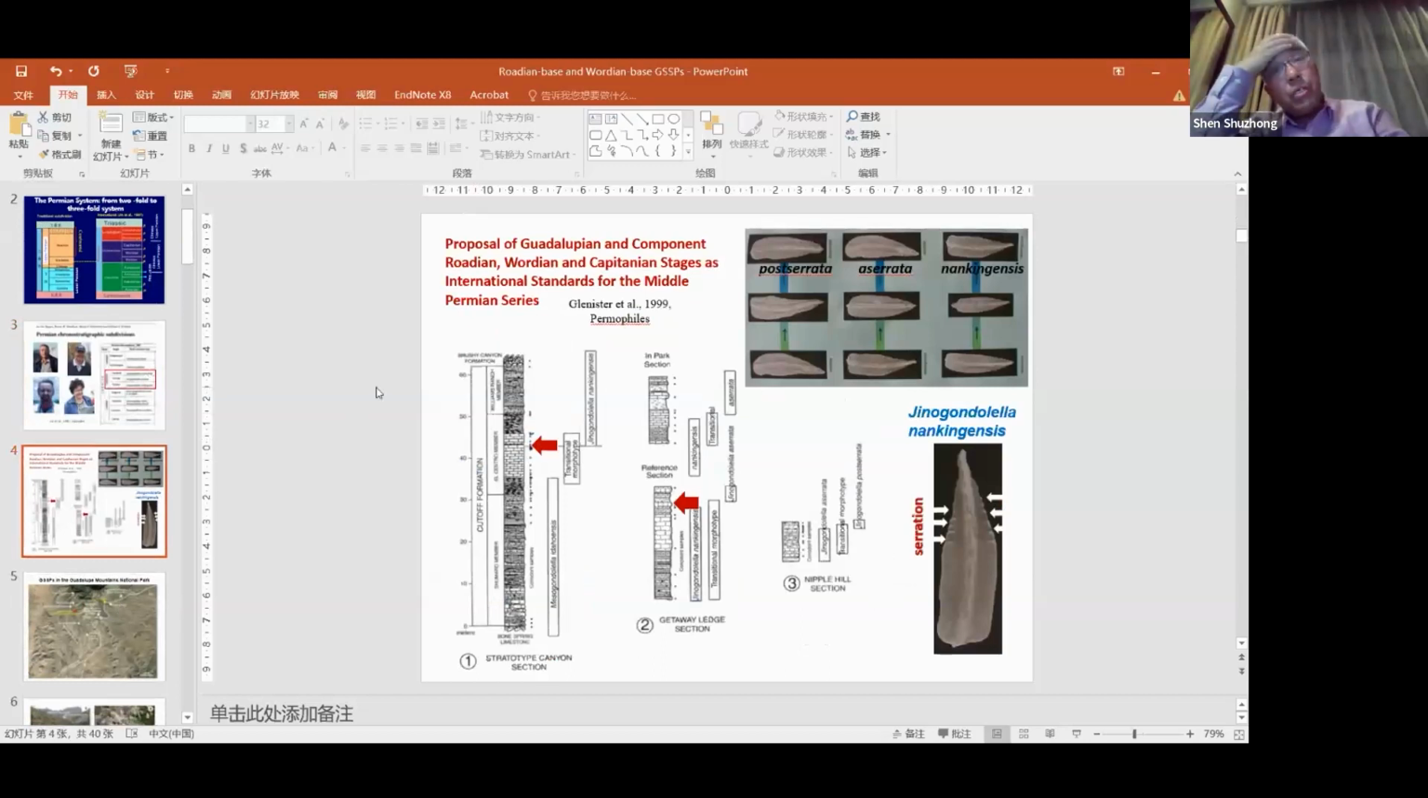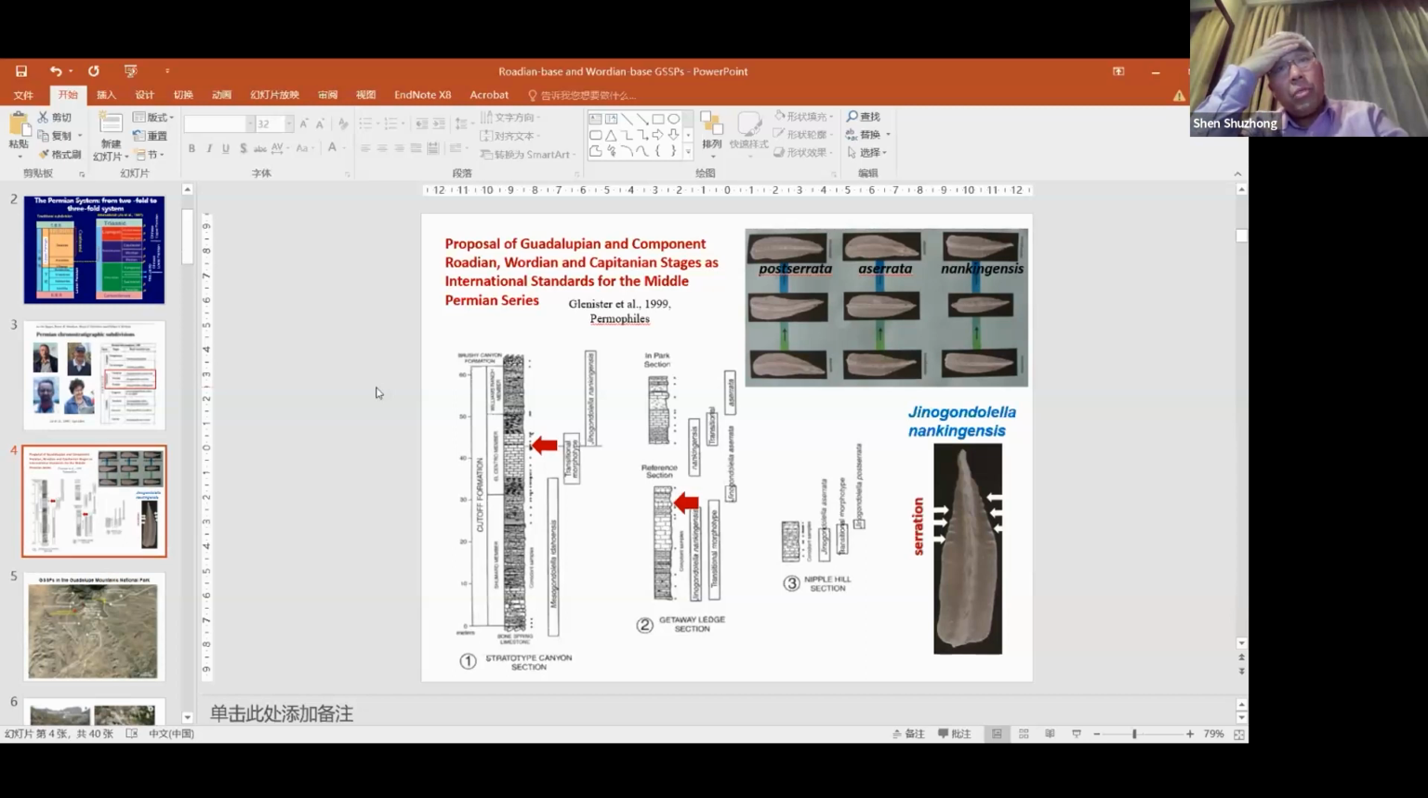The three GSSPs of the Guadalupian series were proposed in 1999 in a paper published in Permophiles and led by Glenister. They proposed three different conodont species: Jinogondolella nankingensis, which represents the base of the Roadian, then Jinogondolella aserrata, which represents the base of the Wordian, and then Jinogondolella postserrata for the base of the Capitanian.